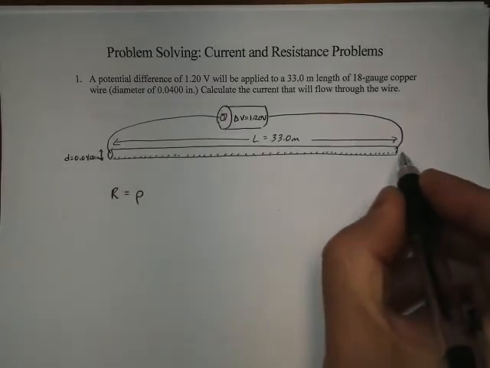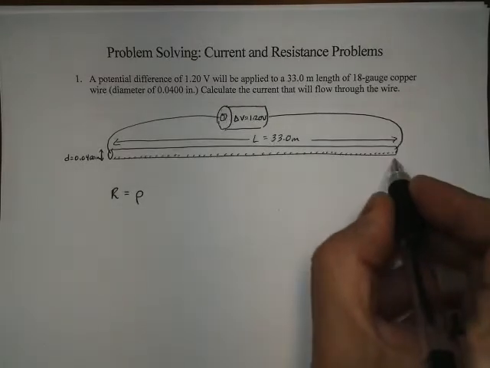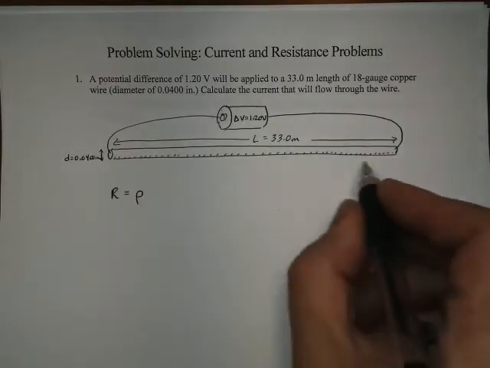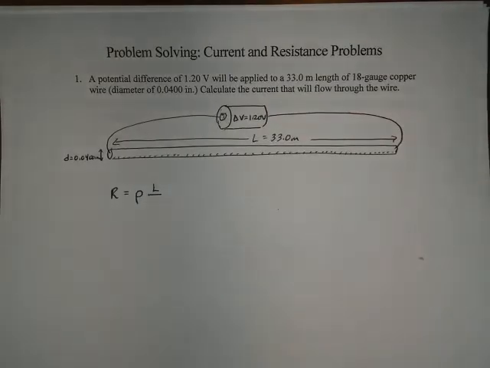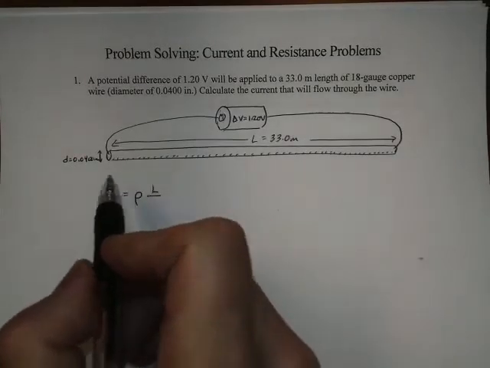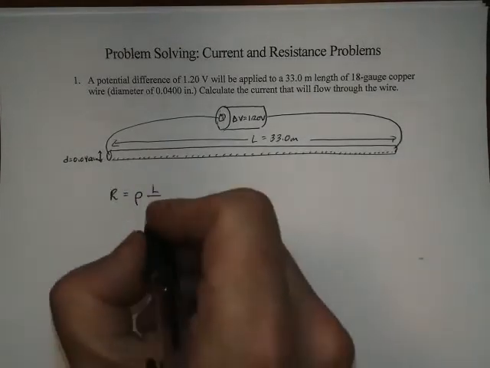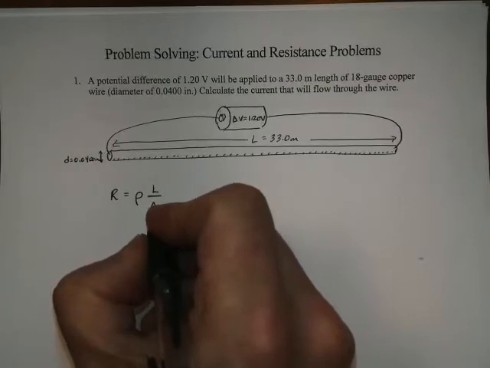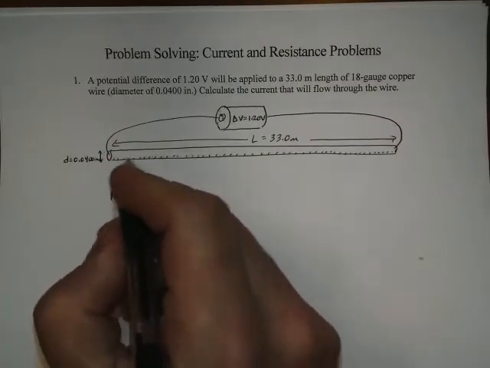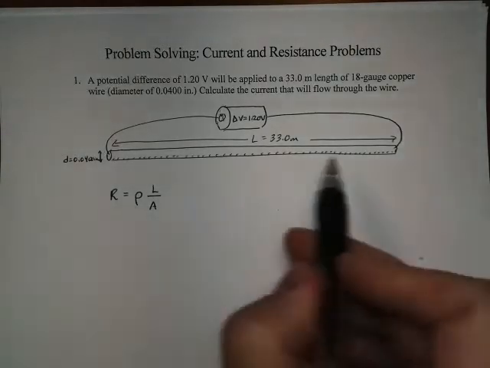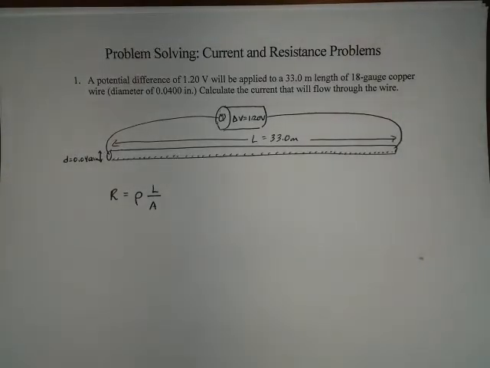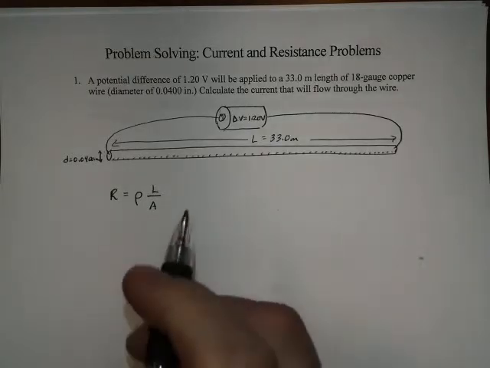It also depends on the length of the wire, and the longer the wire, the harder it is for charges to flow through it. So increasing length increases the resistance. And the final piece it depends on is the cross-sectional area. The bigger the cross-sectional area, the easier it is for charge to flow through this wire. Just like a pipe with water flowing through, the larger the diameter of the pipe, the easier it is for water to push through that system.